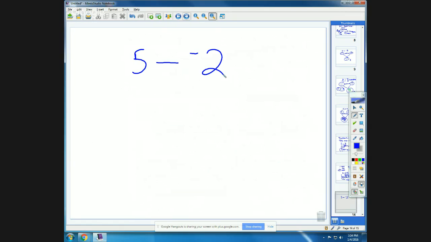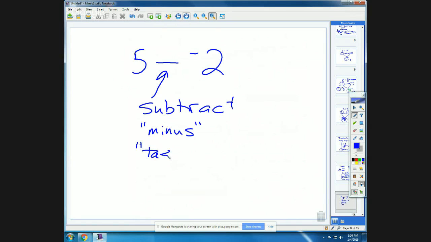What other words do we use instead of subtract? Minus. Yeah, we use the word minus. Subtract. What else do we use? Take away. That's pretty common. This symbol right here, which is a different color, I'm calling it the opposite, right? What do you often call it instead of opposite? Negative.